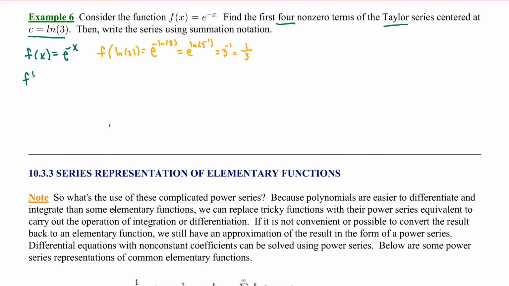The second coefficient comes from f prime of x. That would be negative e to the negative x.